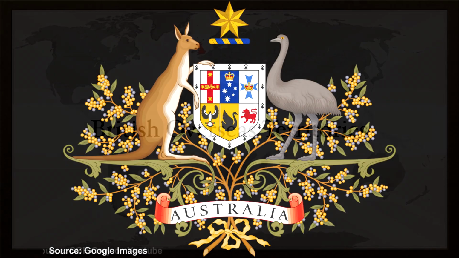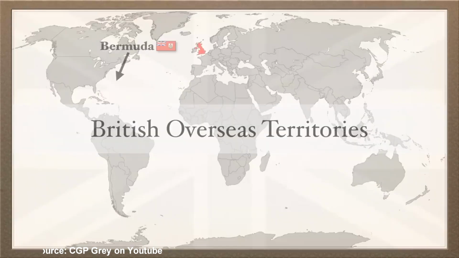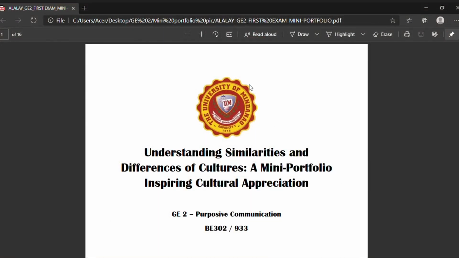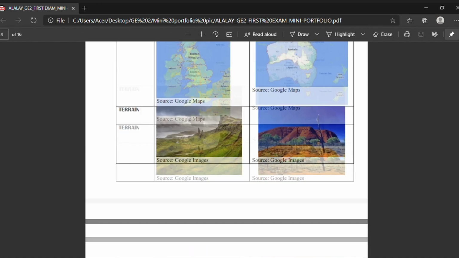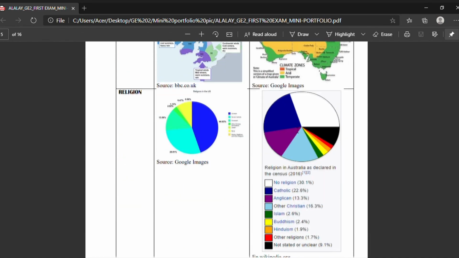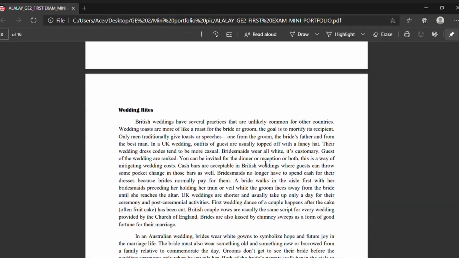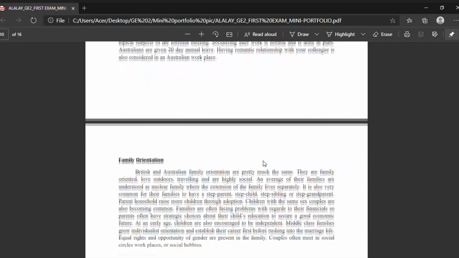According to history, Australia used to be a penal colony since notorious criminals of the United Kingdom were placed in the country. Hence, an observation of their culture in terms of childbirth practices, parenting styles, wedding rites, dining etiquette, work ethics, family orientation, and burial customs will be interesting, knowing that both countries have historic relations, having the possibility of shared mores.